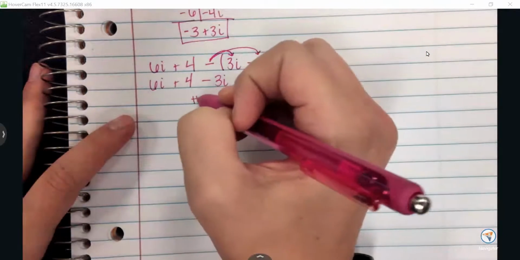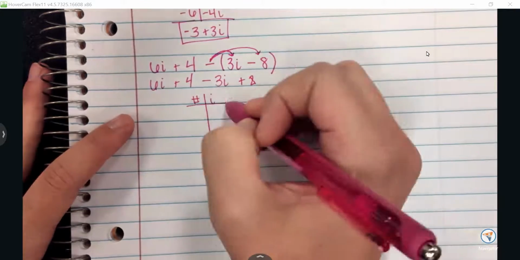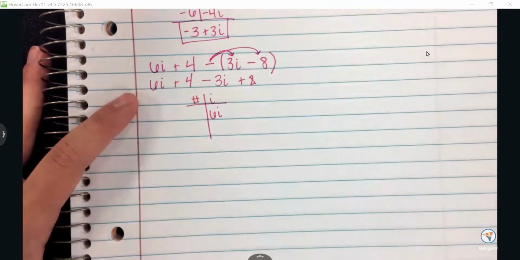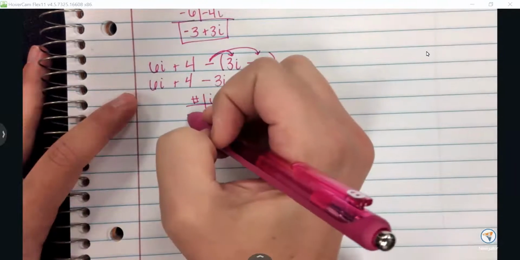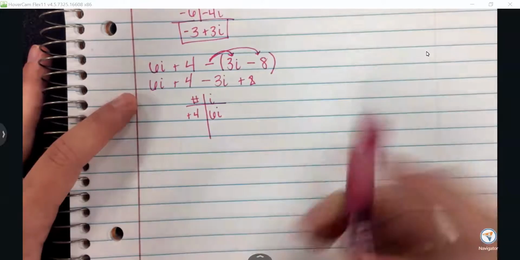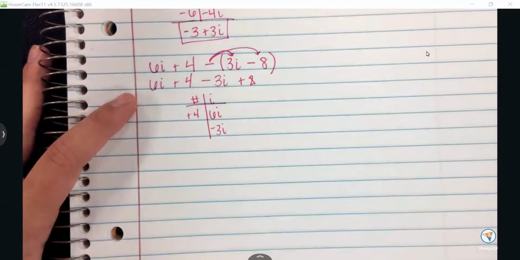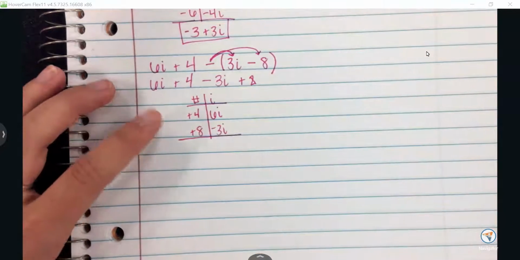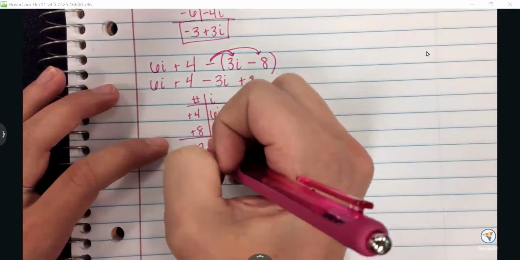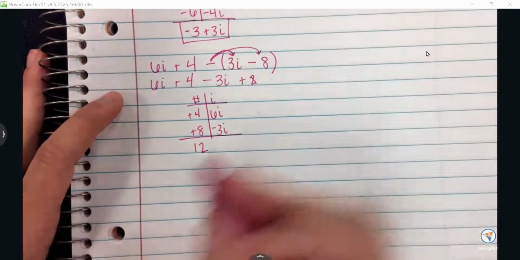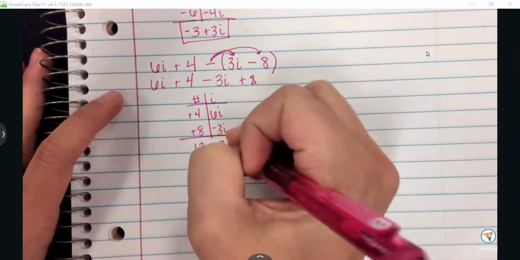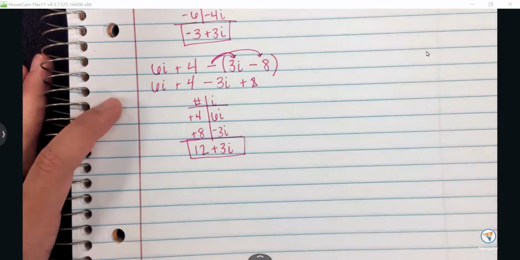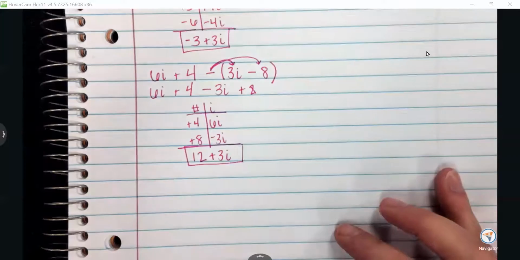So now I'm going to make my table, number, I, and put them where they go. 6i is on the I side. You can put the plus sign. 4 is on the number side. Negative 3i is on the I side. And 8 is on the number side. So what is 4 plus 8? 12. What is 6i minus 3i? Positive 3i, and I put it in a box. Pretty simple, right? This is the hardest I can make it.